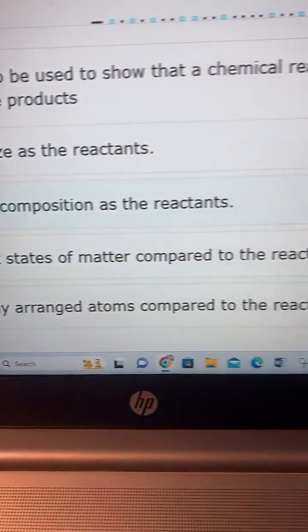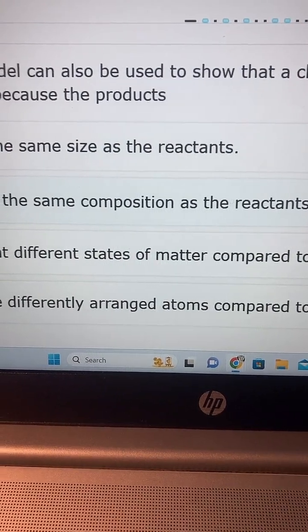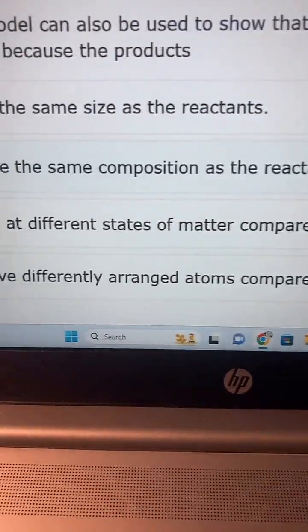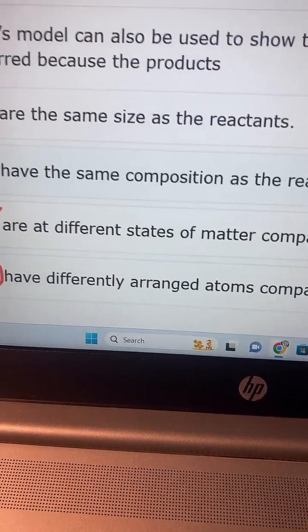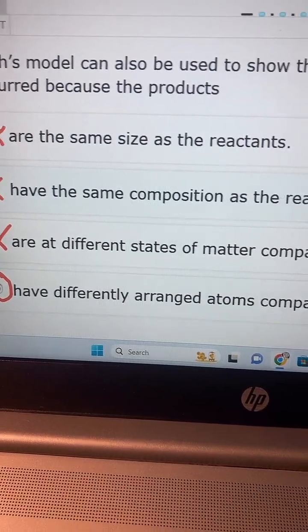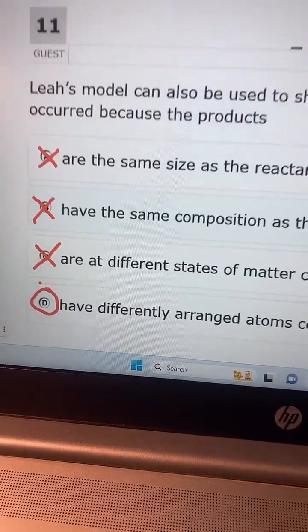Are different states of matter? Well, possibly, but not necessarily. You could have two liquids become two different liquids, but have differently arranged atoms compared to the reactants. That is what we want. That's the point. The reactants are exchanging electrons, and doing that, they're arranging themselves differently. So that's the last answer.